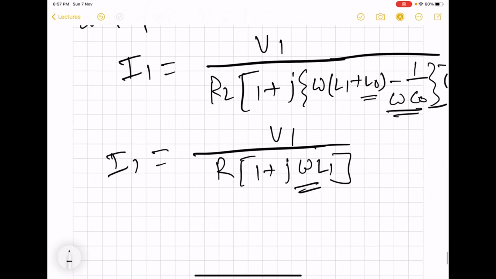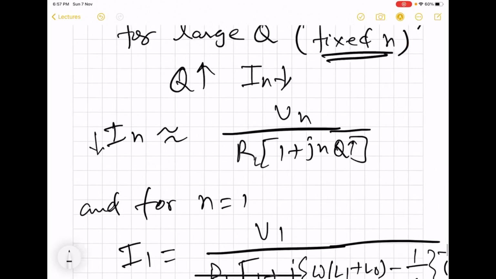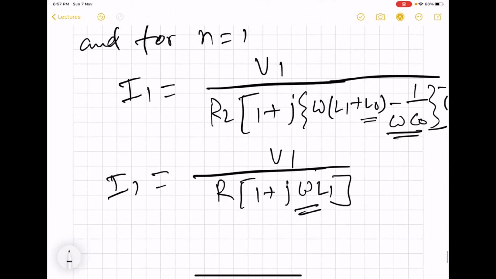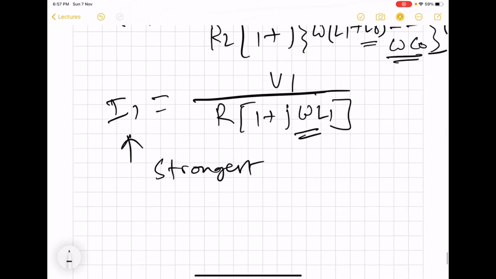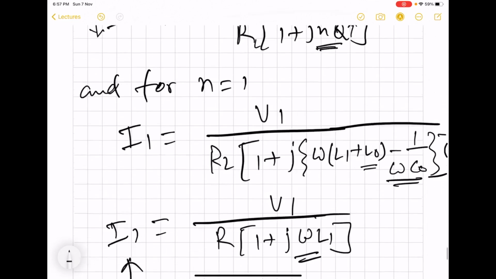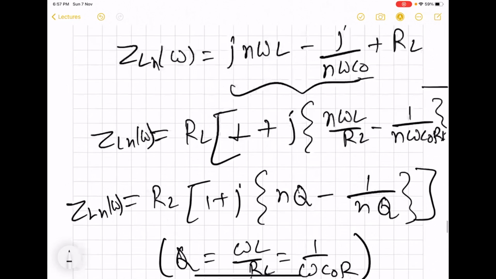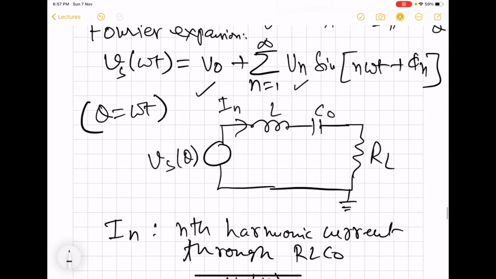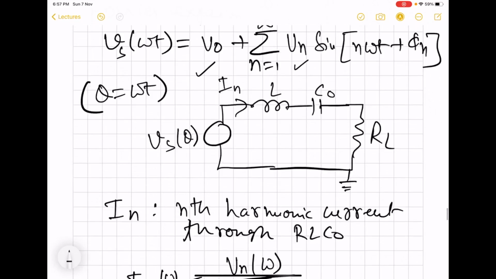So here we see that now we have a value omega L1 which is smaller than in general the value that we will be encountering. So we will see that the fundamental is going to be the strongest. So the largest current that will be flowing through the RLC network, this network is going to be the fundamental.